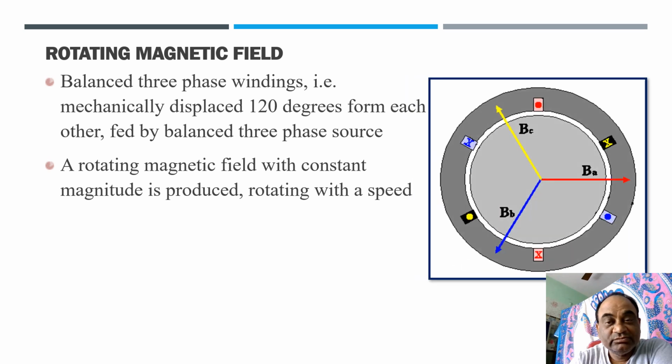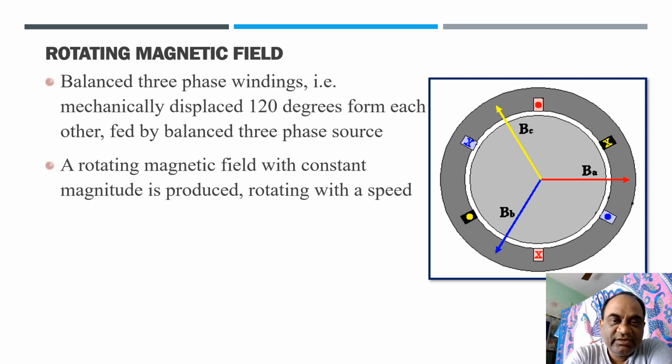This is the most important part of the three-phase induction motor: the creation of the rotating magnetic field with the help of the three-phase supply. When the stator winding is fed with three-phase supply, all the three phases are 120 degrees apart with respect to each other. This is fed to the three-phase winding of the stator.